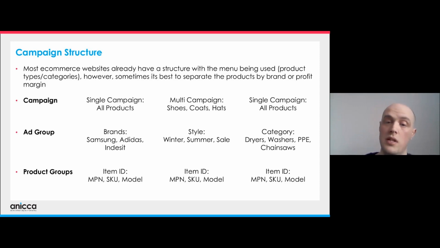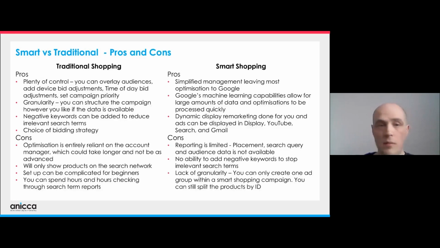Now, this was only recently, I say recently, it was probably 6 months ago now, but Smart Shopping didn't allow you to separate by item ID. They took all control away, but now they do allow you to do this, so you can actually optimize Smart Shopping a little bit more. I'm just conscious of the time. So we've got Smart Shopping versus traditional shopping.